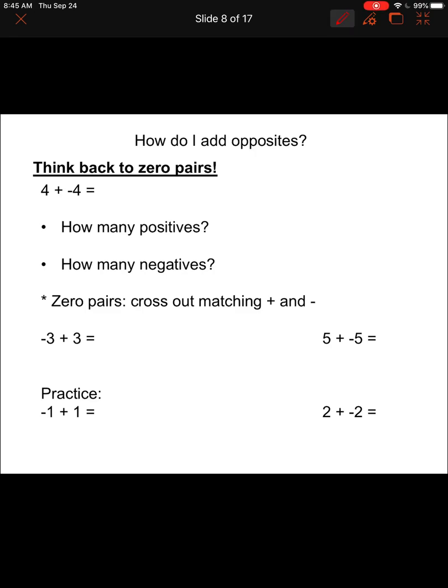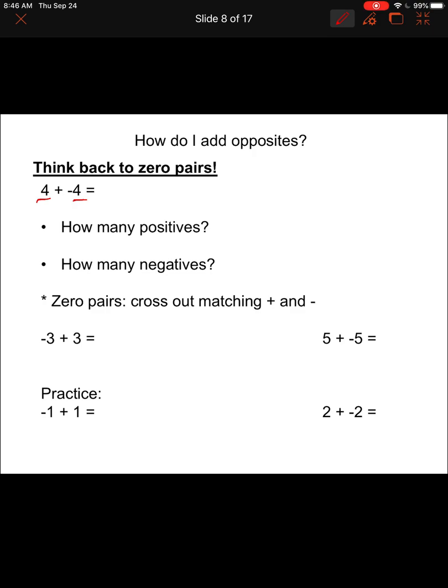Okay, so continuing on with adding integers. Today we're going to talk about adding zero pairs. If we think about our definition of zero pairs, that was a positive and negative number that are the same distance from zero. So if you look at 4 plus negative 4, 4 and negative 4 are zero pairs because they're both 4 spots from zero, and one is positive and one is negative.